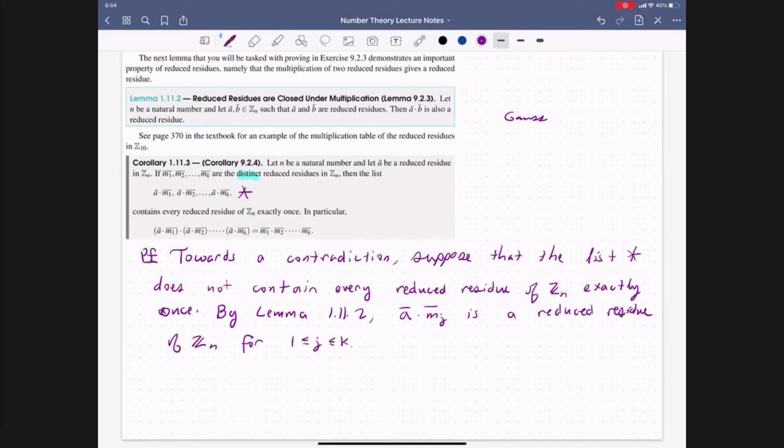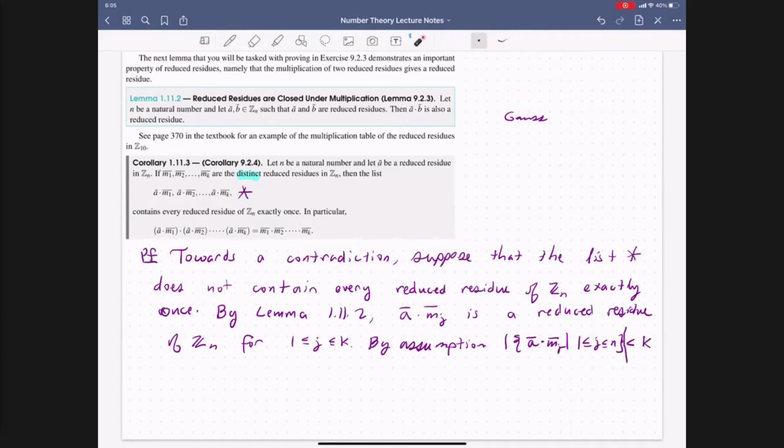So we have this here. The contradiction assumption is telling us that this does not contain all the reduced residues of the integers modulo n exactly once. So that's not being satisfied. So if we look at this as a set, by assumption, we must have a repeat. So if we look at the set of A bar times mj bar, the number of elements in it has to be strictly less than k.